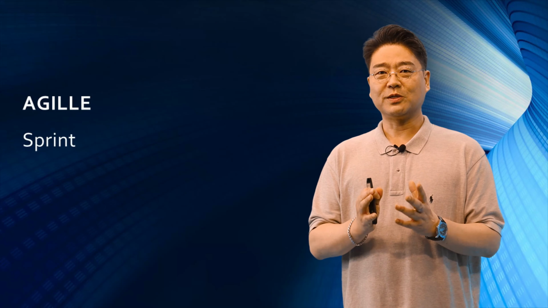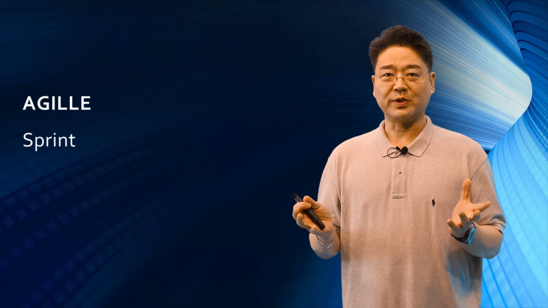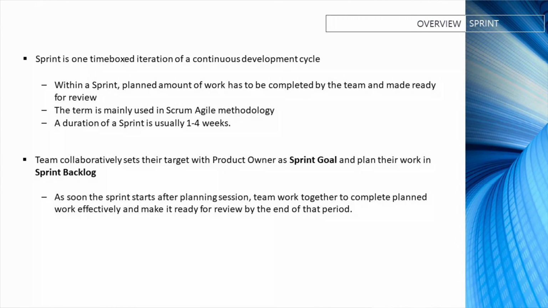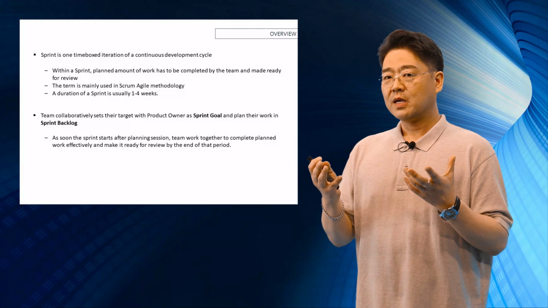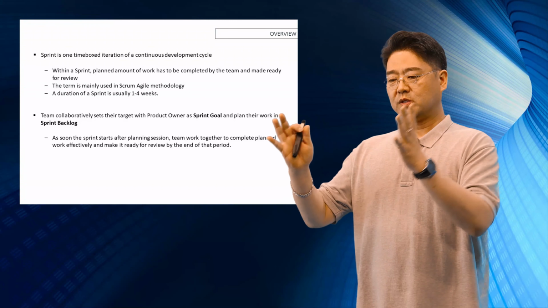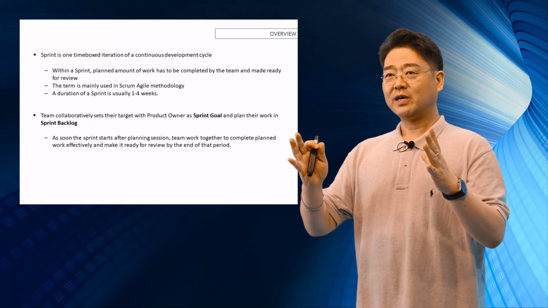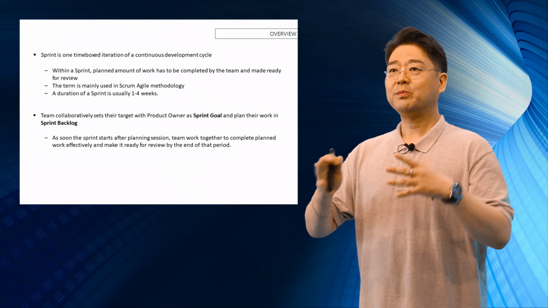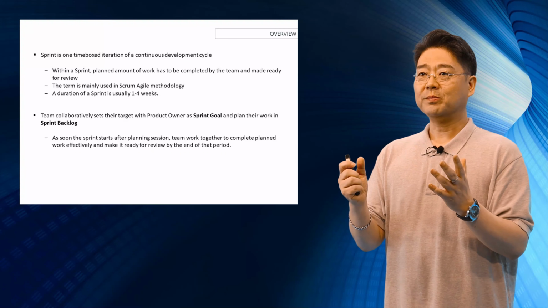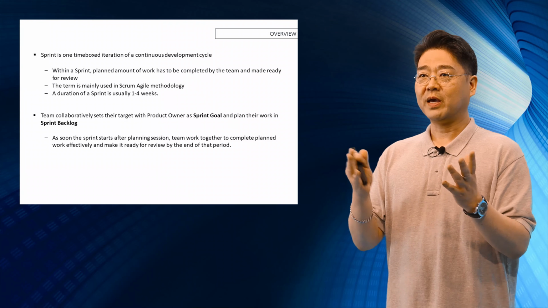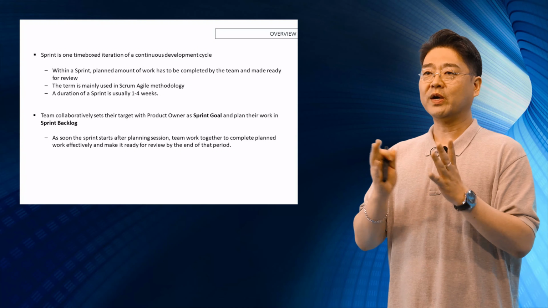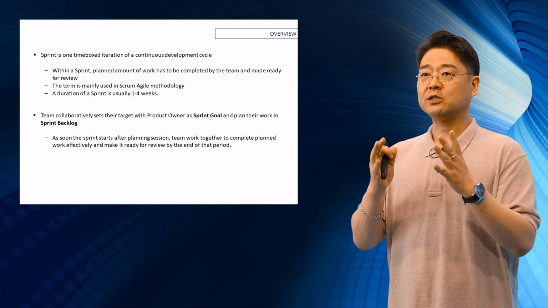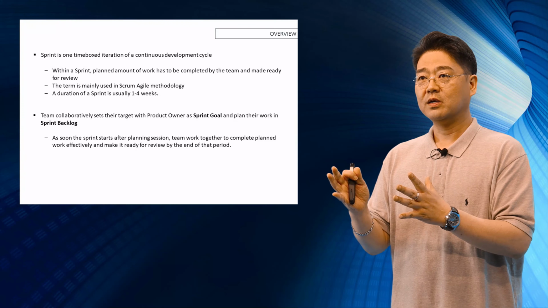Quite possibly the reason why I started this entire lecture series. Sprint is one time-boxed iteration of a continuous development cycle. More intuitively, this is how it is structured. Agile is a concept, it's a methodology. And Scrum is a framework that makes Agile happen. And Sprint is the actual iteration that we do to make Scrum work.